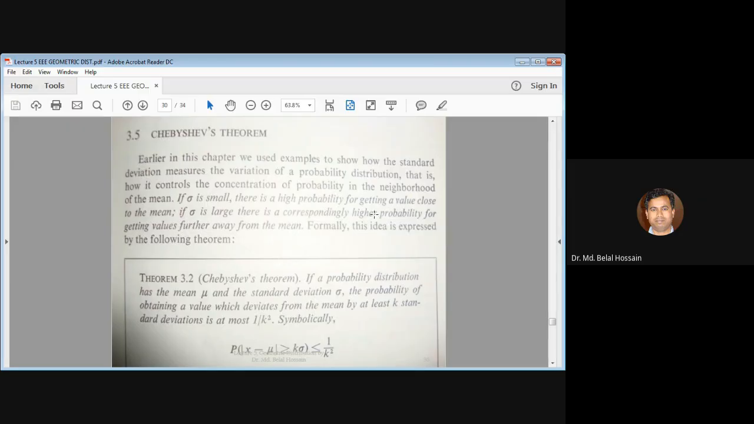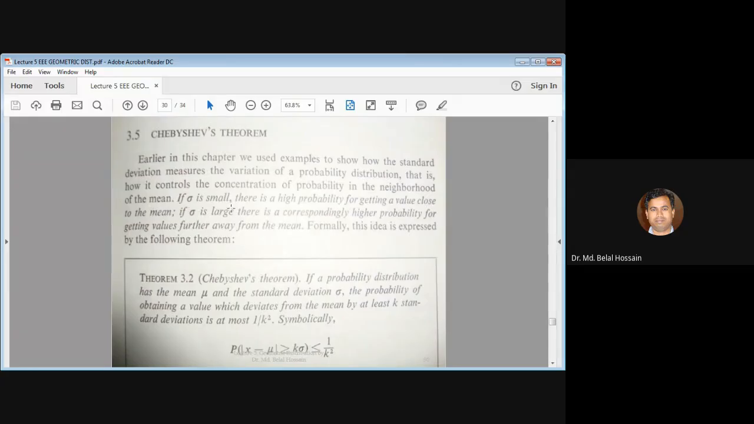আপনারা স্ট্যান্ডার্ড ডেভিয়েশনের সাথে পরিচিত। এখানে যে ফাংশনাল ফর্মটা আপনারা দেখছেন, probability of absolute value x minus mu, this mu is the mean, greater than k sigma. So this sigma is the standard deviation. This k is a constant. So how it controls the concentration of probability in the neighborhood of the mean. So this theorem tells us about that.